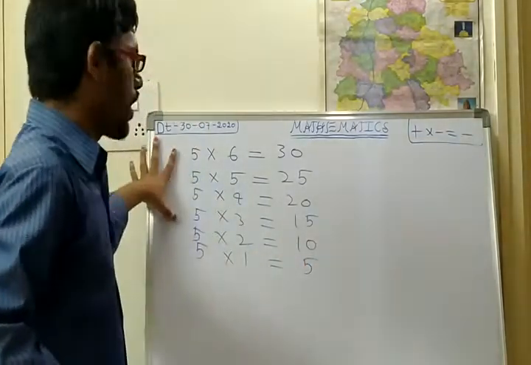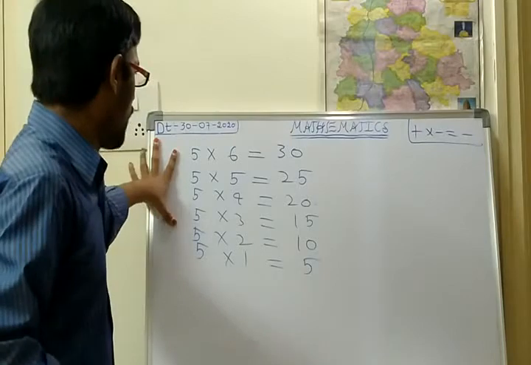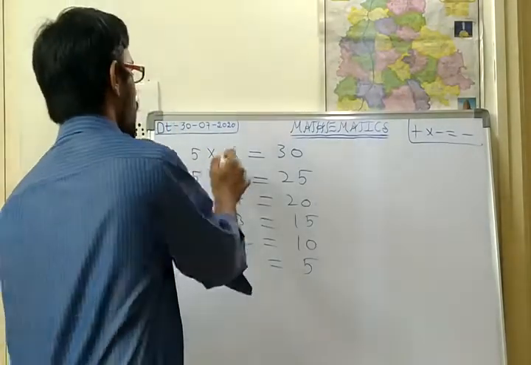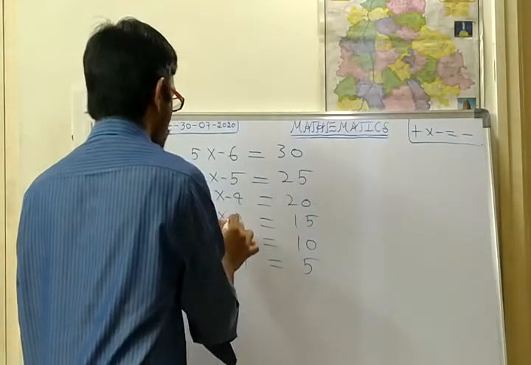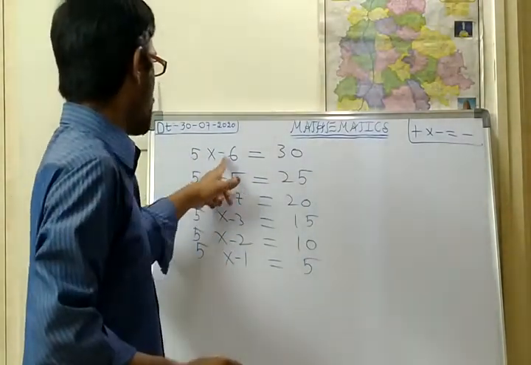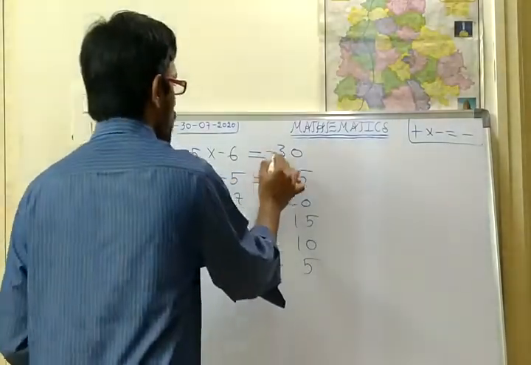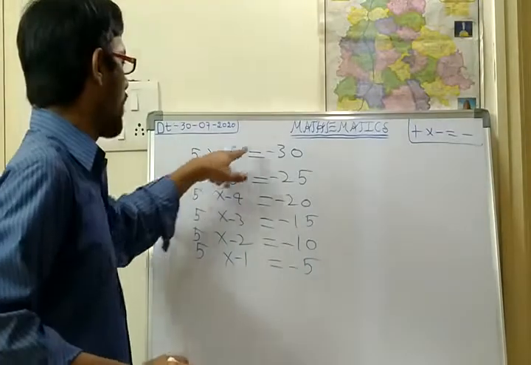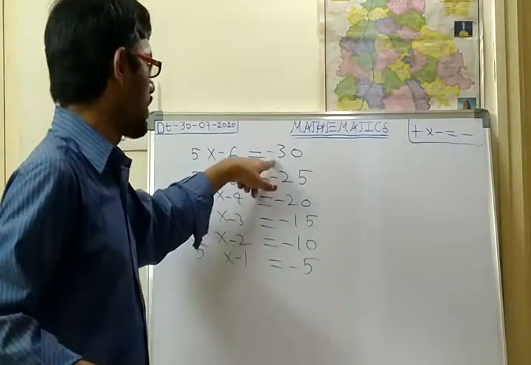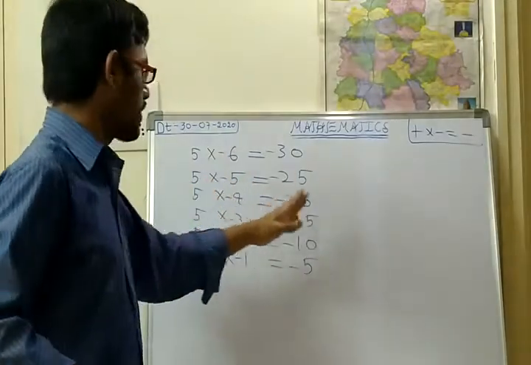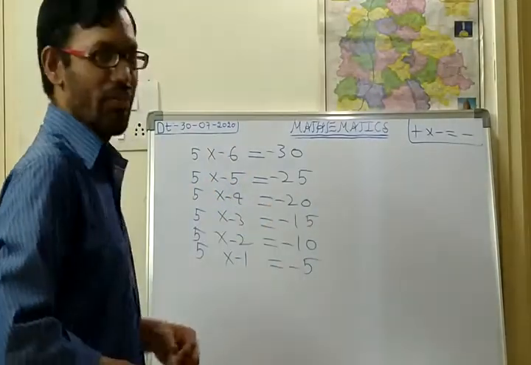So like this we have seen the product of two positive integers. And for the product of one positive and one negative, how will it come? Plus into minus is minus only, so the result will be minus only. 5 into minus 6 is minus 30. 5 into minus 5 is minus 25. Like this we have seen in the previous classes.